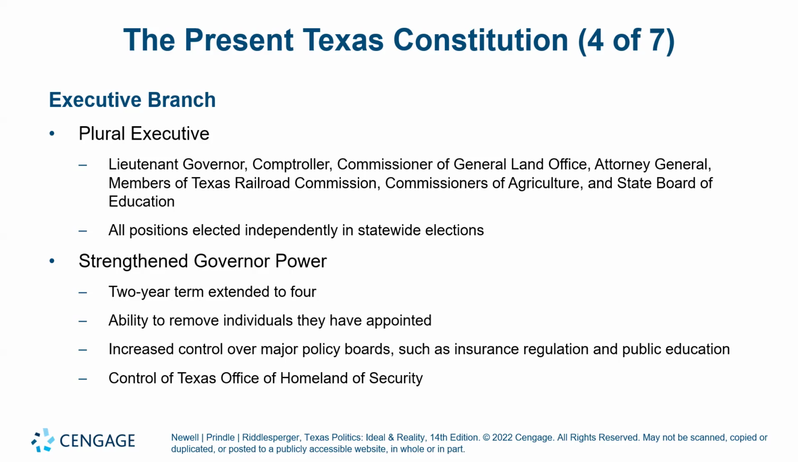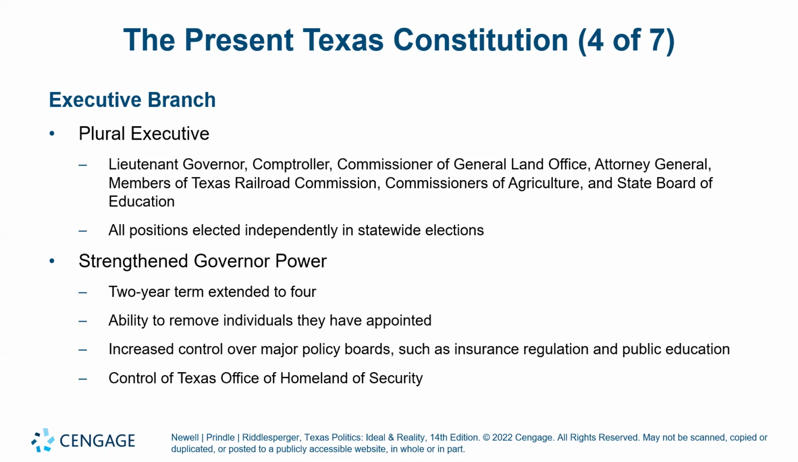So remember, all of these are members of the plural executive, because all of these positions, as it says here, are elected independently in statewide elections, right? So the governor does not appoint any of these people. These people are independently elected from the governor. And for the State Board of Education, the way they set up their seats is by region, where depending on where you live in Texas, that's going to be the region that the state board is going to cover. That's going to be your State Board of Education representative there.